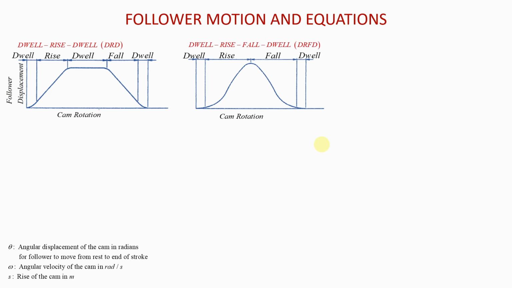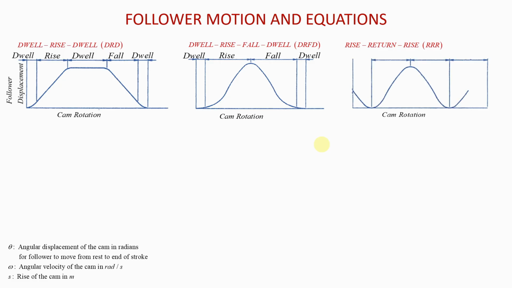Very important. And then you also have the rise, fall, rise, or rise, return, rise. Triple R cams. And this is what you will have. As you can see, it rises and immediately it falls, and then it will rise again and fall. So it's rise, fall, rise, or if you want, rise, return, rise. So that again describes the displacement of the follower for a triple R cam.